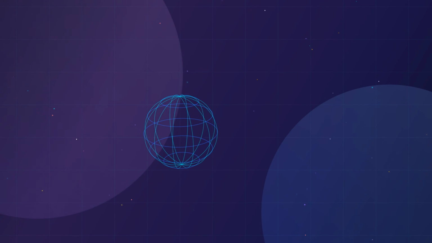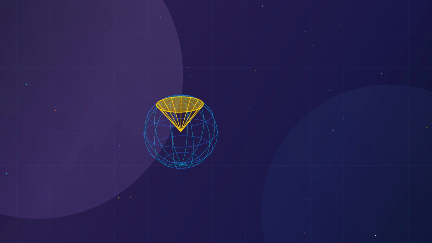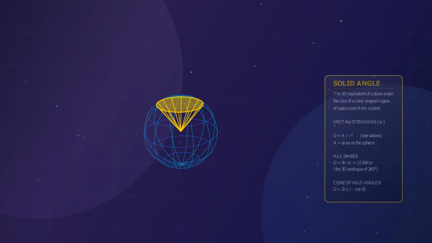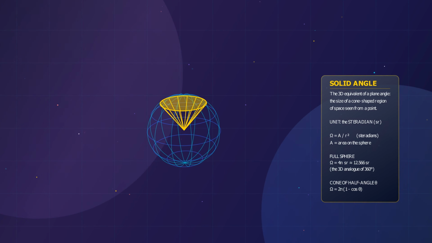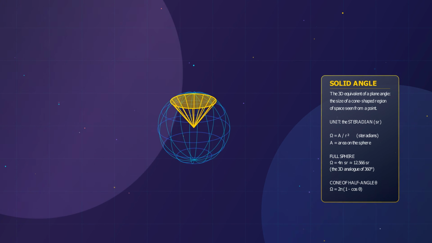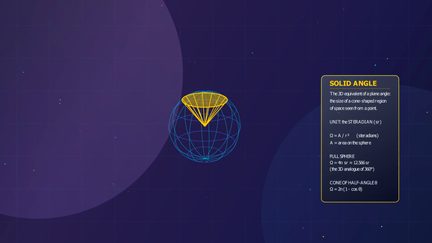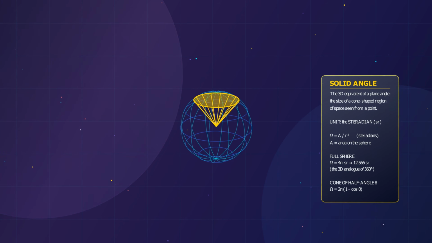If a plane angle measures the spread of 2 rays, a solid angle measures the spread of a cone in 3 dimensions. It is measured in steradians. And just as a full circle contains 360 degrees, a full sphere contains exactly 4 pi steradians.